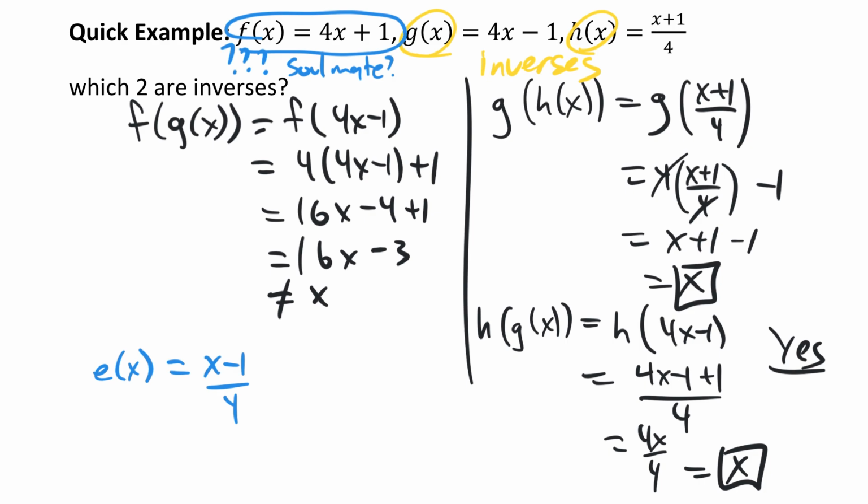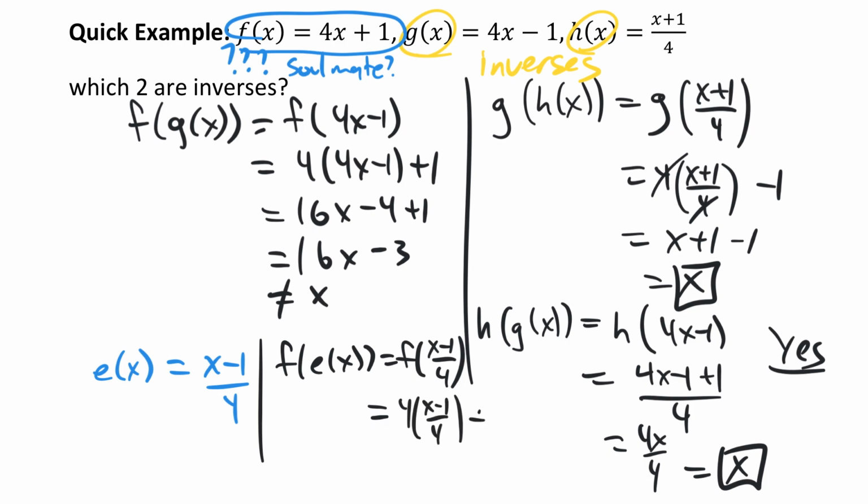And let's go ahead and try that. Let's try f of e of x. That's going to be f of (x minus 1) over 4. So 4 times (x minus 1) over 4, plus 1. The 4's cancel, x minus 1 plus 1, which just equals x. And if you tried the other way, e of f of x, it would also work out.